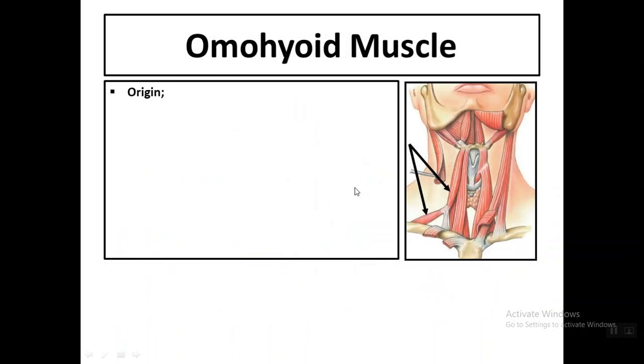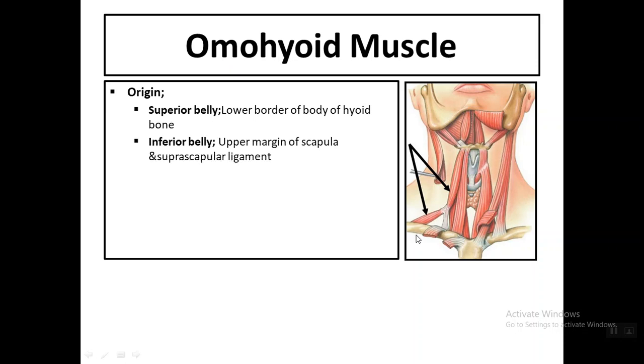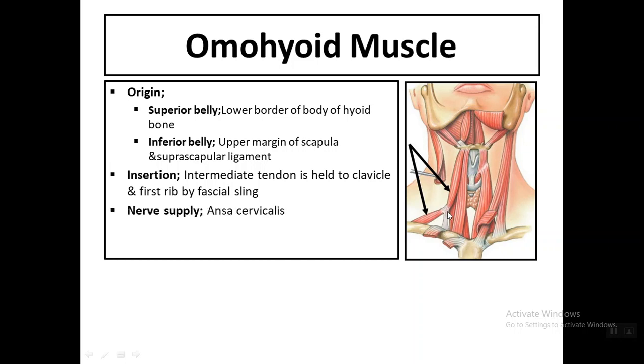Take as an example the omohyoid muscle. As we said, it extends from the shoulder, omo meaning shoulder, to the hyoid bone. Origin: the superior belly, this one, from the lower border of the body of the hyoid bone, while the inferior belly is from the upper margin of the scapula and the suprascapular ligament. The insertion: here we can see there is an intermediate tendon held to the clavicle and the first rib by a fascial sling. Nerve supply is through the ansa cervicalis, and the action is to depress the hyoid bone.